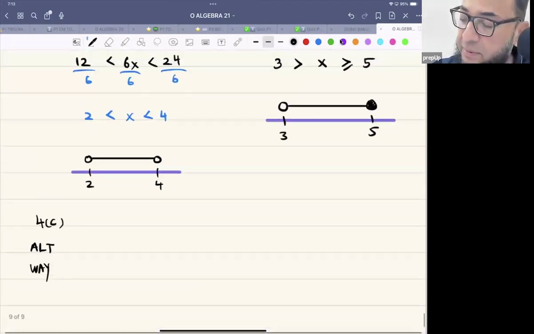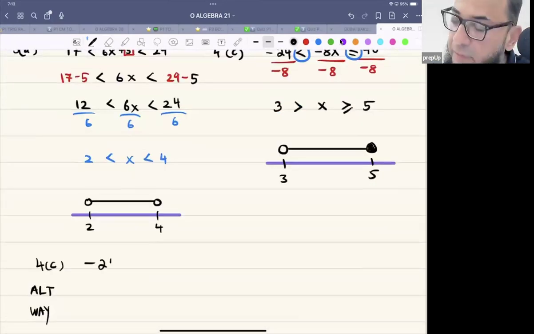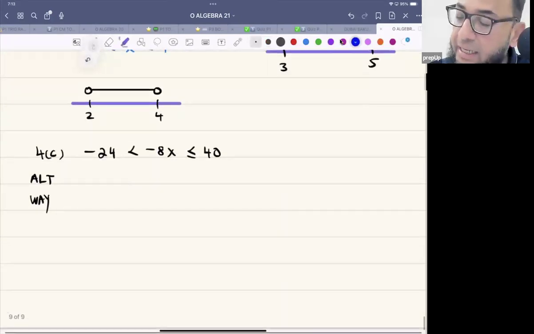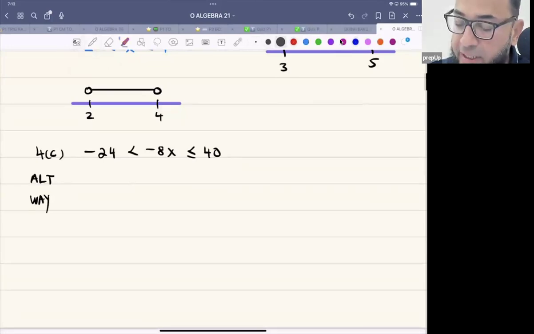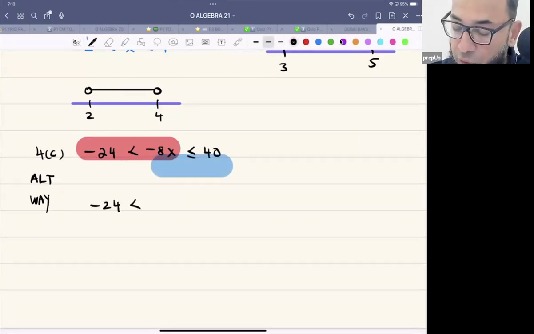If someone is not comfortable with that, how can they do it? Minus 24 is less than negative 8x is less than or equal to 40. Treat it as two separate things. Treat this separately. Treat this thing separately. So therefore, minus 24 is lesser than minus 8x. Shift the places. Therefore, 8x is lesser than 24. Therefore, x is lesser than 3.